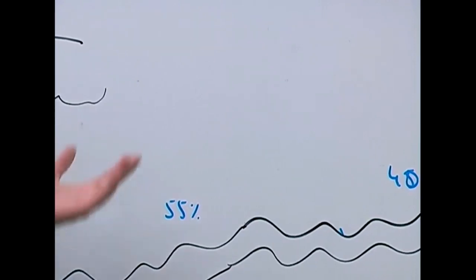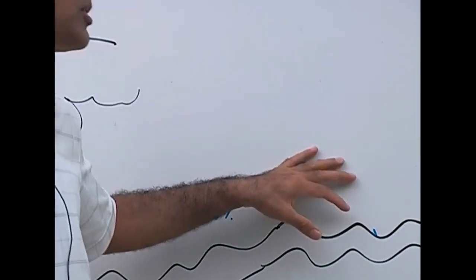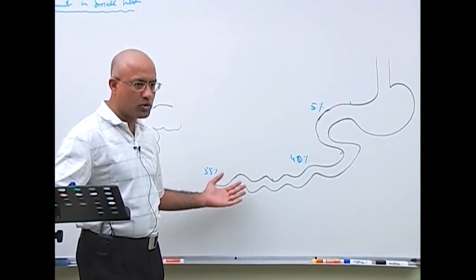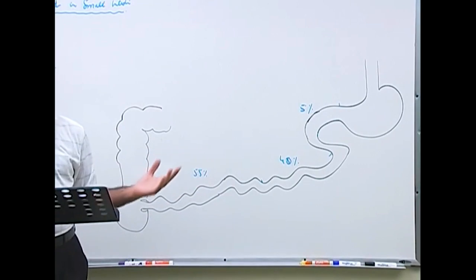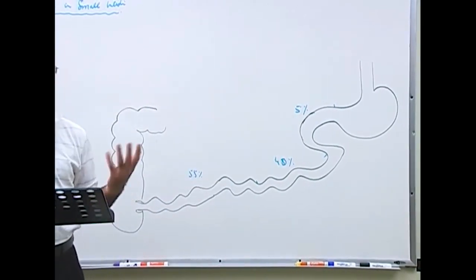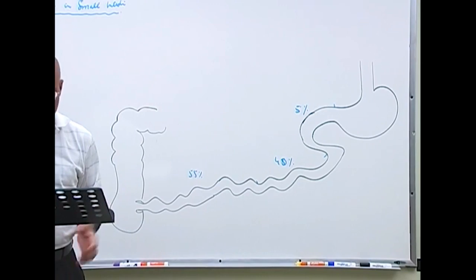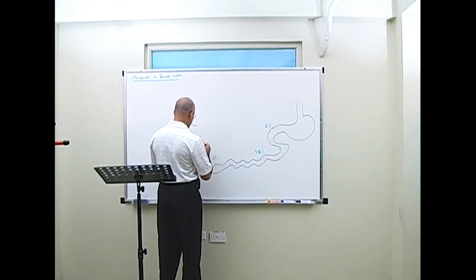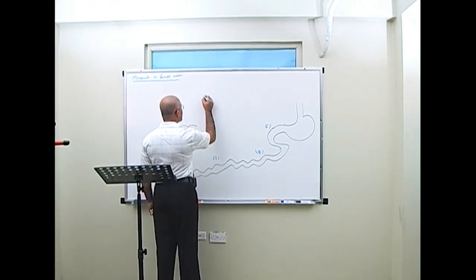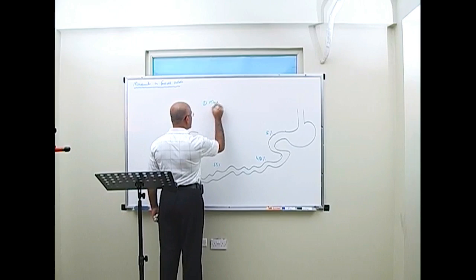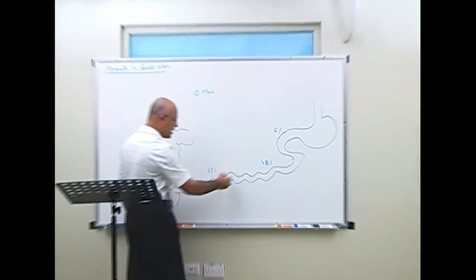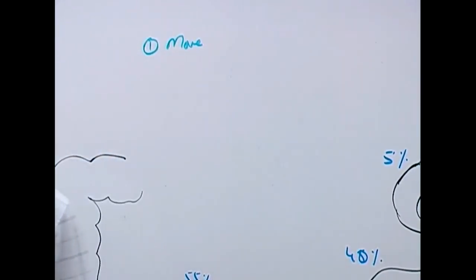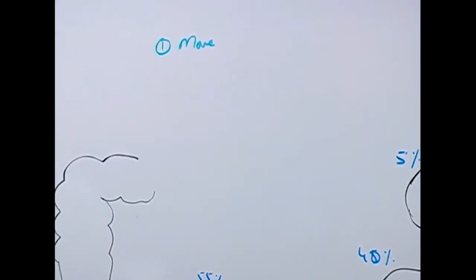First of all, what is the purpose of the small intestine? The major purpose of the small intestine is digestion and absorption, right? So the movements in the small intestine must serve and help in digestion and absorption. What is the motility in the small intestine doing? Number one, it moves the content throughout, and for this movement, of course, it generates a propulsive movement, which is peristalsis.